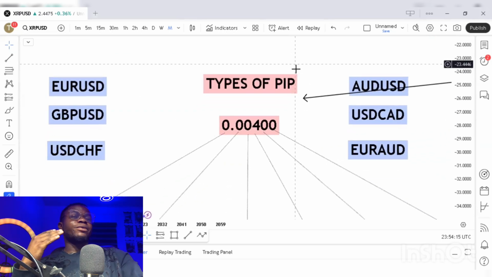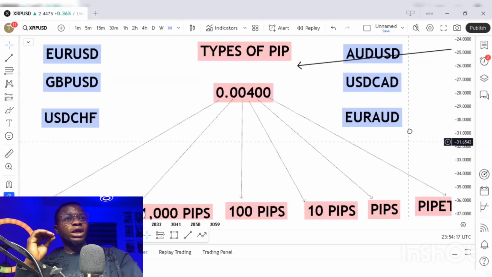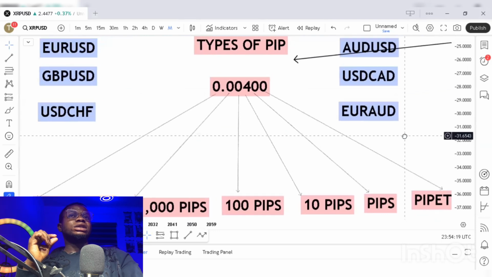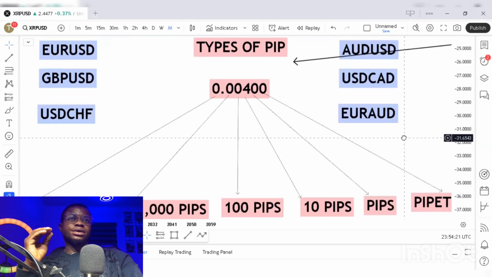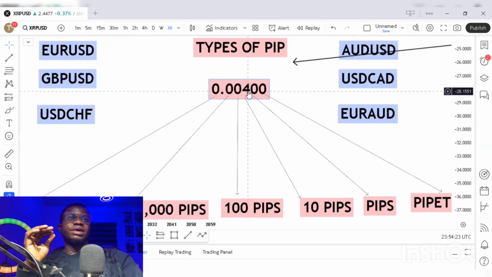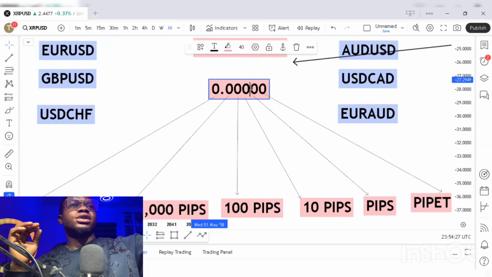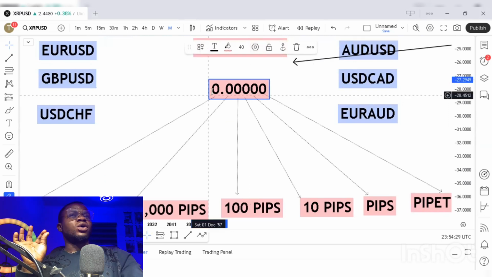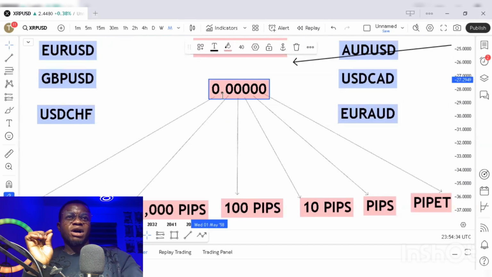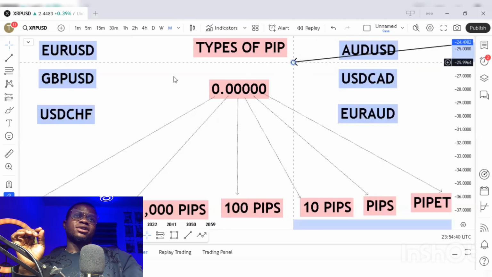Now, types of pips. The pip is divided into 6. Let me just start from fresh here. This is 0, good. Now you can see we have 1 0 before the decimal point. Please pay attention, 1 0 before the decimal point. Then we have 5 zeros after the decimal point.